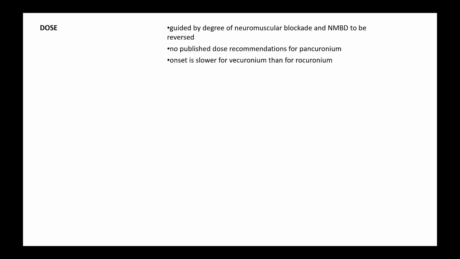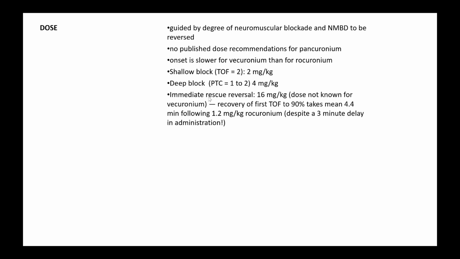Onset is slower for vecuronium than rocuronium. So when you use it for reversing vecuronium after surgical use, the reversal is not as fast as after rocuronium. For a shallow block, where the train of four count is 2, the dose is 2 milligram per kg. For a deep block, when the post-tetanic count is just 1 to 2, it is 4 milligram per kg. For immediate rescue reversal after the use of rocuronium for emergency rapid sequence induction, it is 16 milligram per kg.